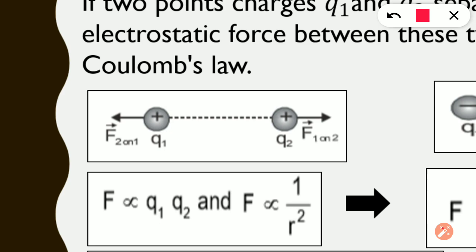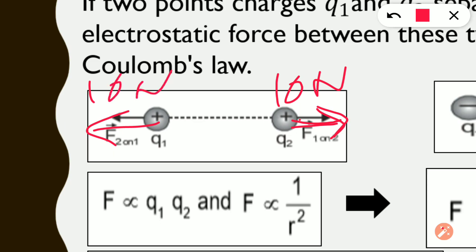You can see here in this diagram, suppose this force is along the right direction. What about this force? It is along the left direction. Suppose this force is 10 Newton, then this force is also 10 Newton. You can give them different names.